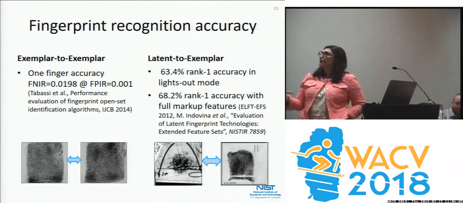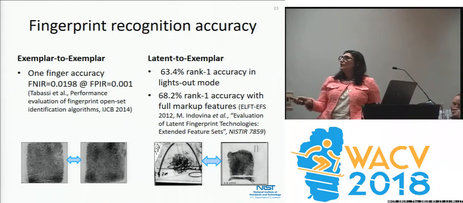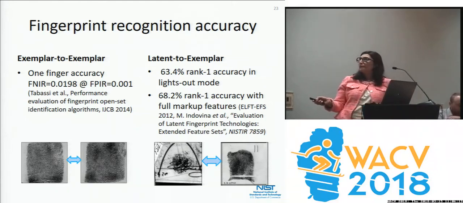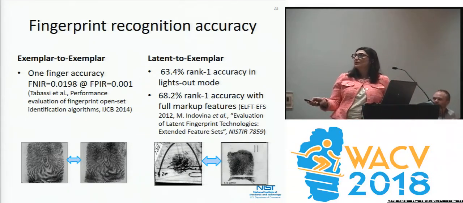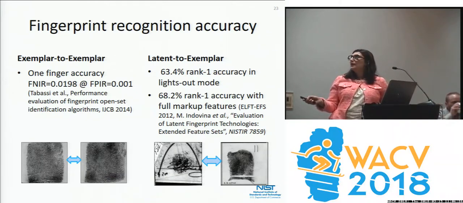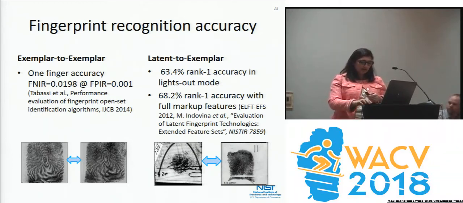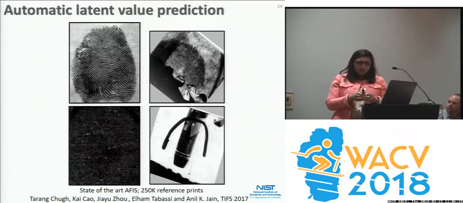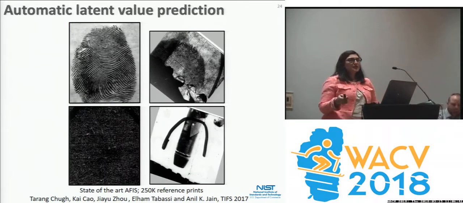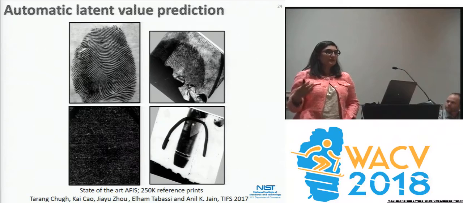How do they compare with latent? So what I did here, I put the four-finger accuracy out of the FPVTE, the test whose results I showed you, next to the latent accuracy. For one-finger accuracy, we get something about 2% FNIR for 1 in 1,000 FPIR. For latent, the error rate is much, much higher. So a lot of challenge remains for latent matching, if latent matching to exemplar can be classified as cross-modal.